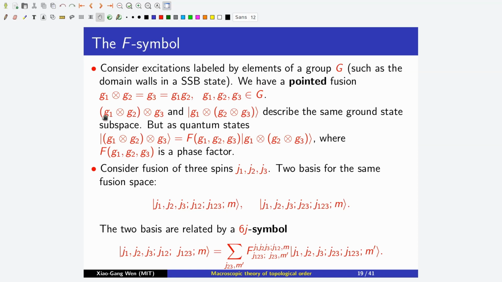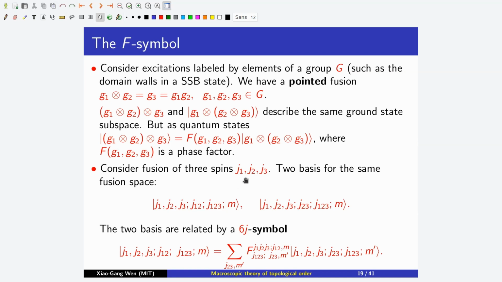In this case, we fuse G1, G2, G3 in different ways, and they describe the same ground subspace, because when you fuse them in different ways, you end up with the same degenerate ground state. It's like on a sphere with three traps. You pretend the first two traps are one particle and the third trap is another particle, or you pretend the second and third traps are one particle and the first trap is another particle. These different points of view give you the same fusion space. However, sometimes they give rise to different choices of basis. So it's the same fusion space but a different basis. Here the fusion space is one dimensional, so the different bases may only differ by a phase factor. So even for pointed fusion, you could have a phase factor. This phase factor is related to the Sigge symbol.